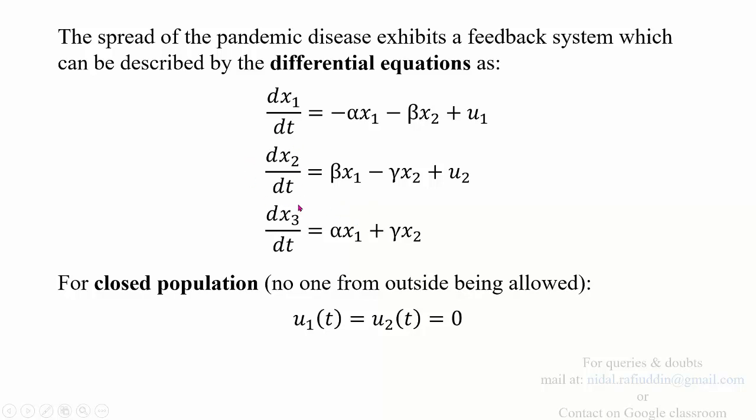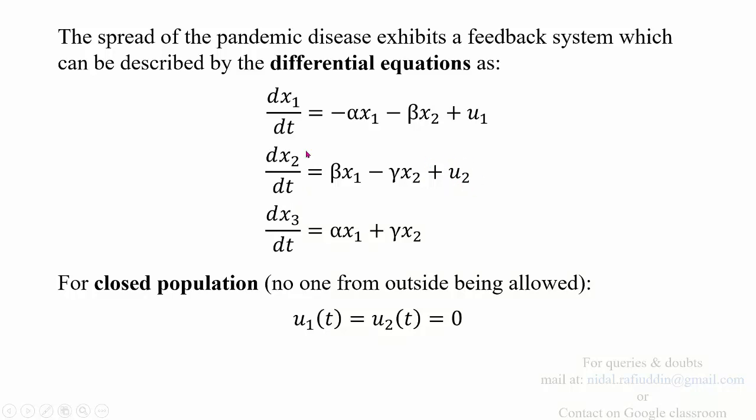And likewise, you have a relation for the state change corresponding to people who are infected. So the rate of change, or the rate at which people are catching infection, is equal to beta times x1 minus gamma times x2 plus u2. So the rate of infection depends upon the people who are coming from outside and are infected.